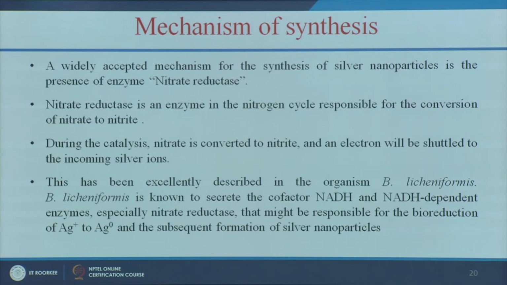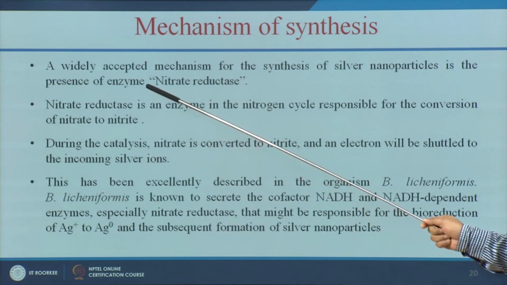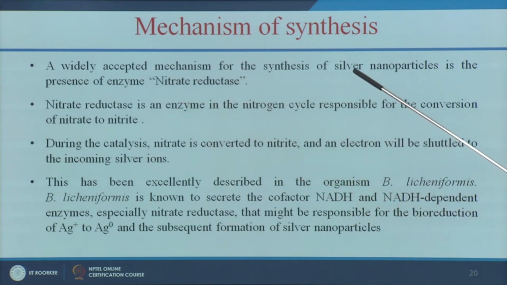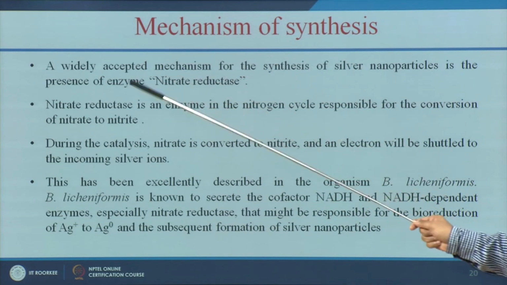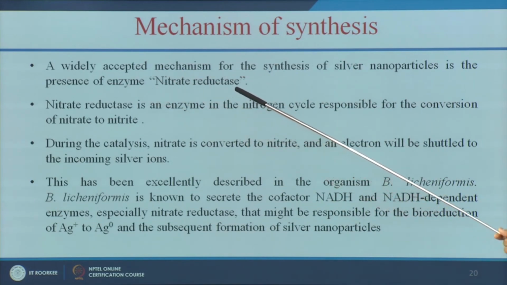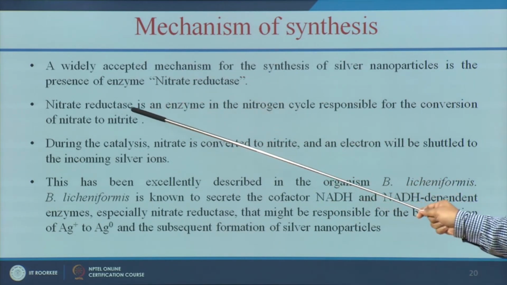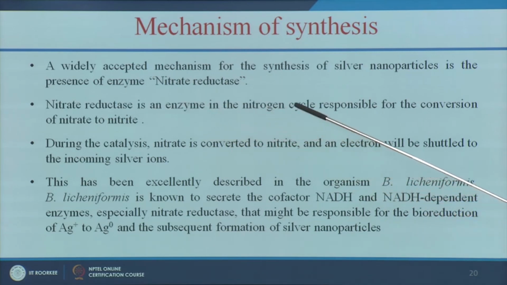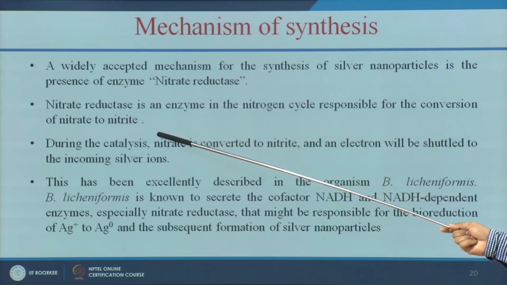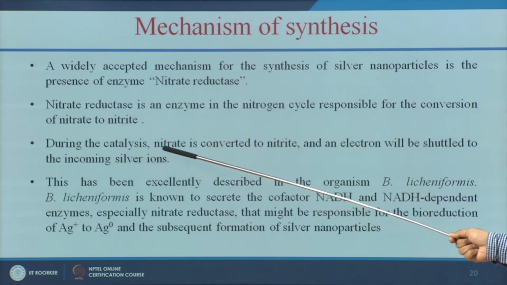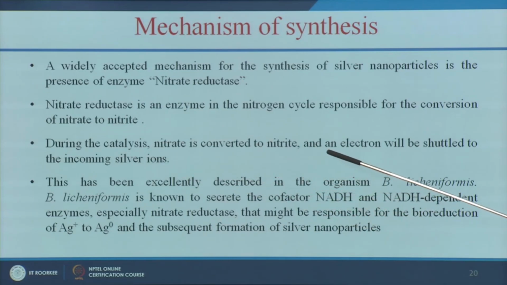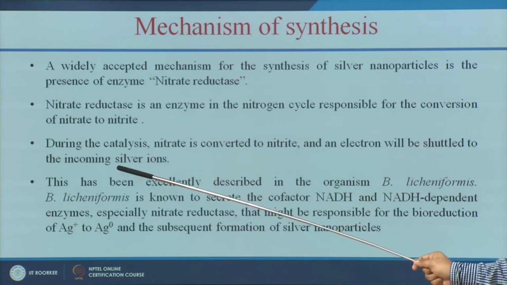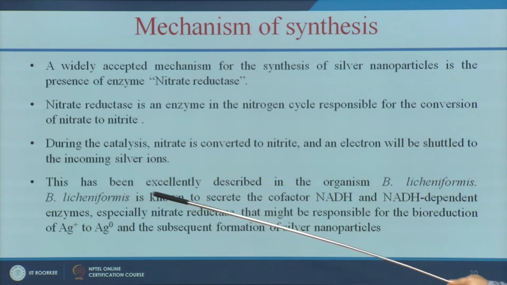And let us see the overall mechanism of synthesis of nanoparticles. The widely accepted mechanism of synthesis of silver nanoparticles is the presence of an enzyme called nitrate reductase. As you know, nitrate reductase is an enzyme in the nitrogen cycle which is responsible for the conversion of nitrate to nitrite, and during the catalysis the nitrate is converted to nitrite and an electron will be shuttled to the incoming silver ions. So this is well studied in Bacillus microbes.